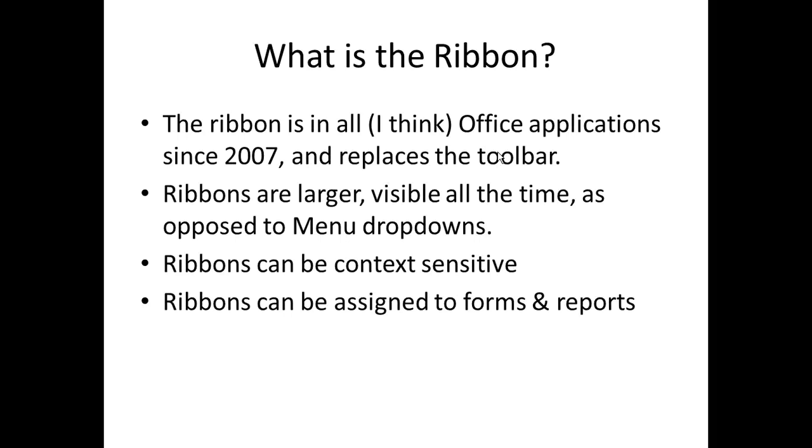Ribbons can be context sensitive. They can either appear or disappear based on what you've clicked on, what's the active object, and we can assign them as contextual ribbons to forms and reports. We can enable or disable buttons, even change the images depending on what is selected.